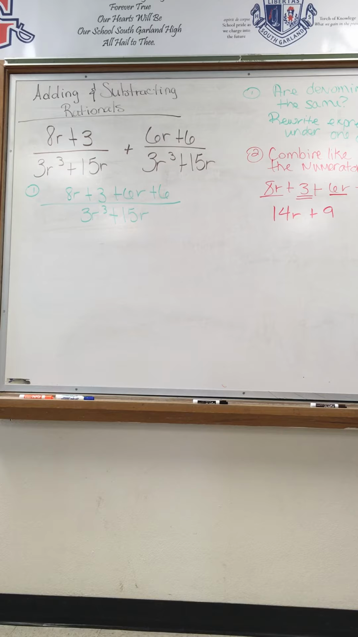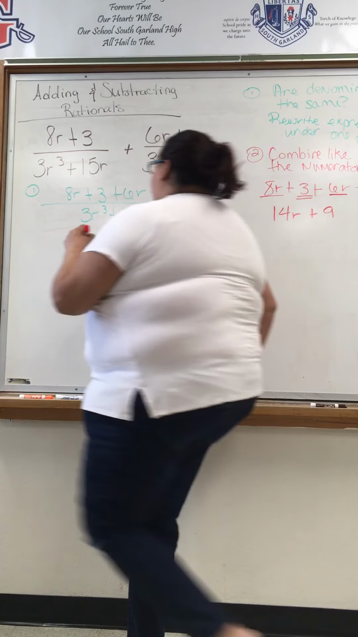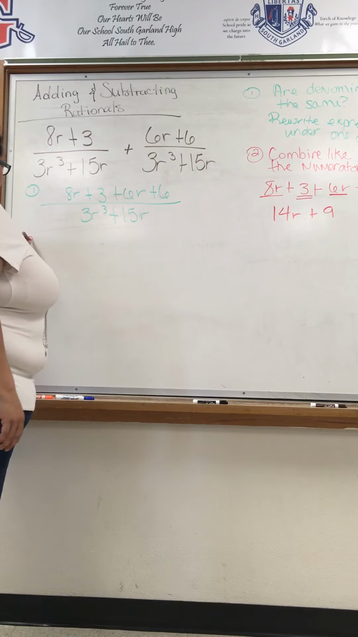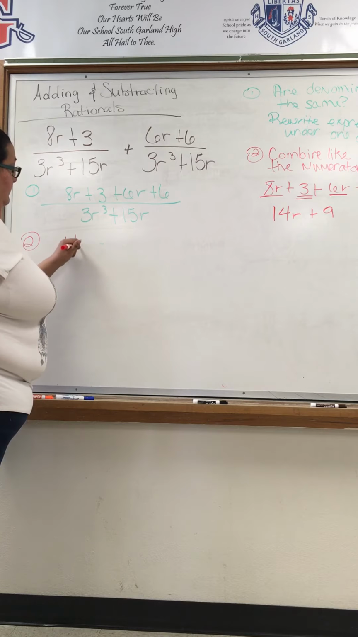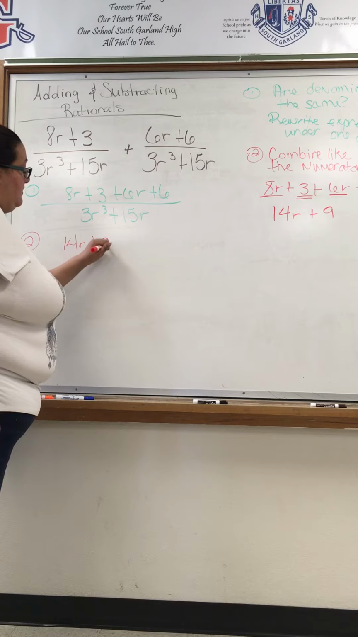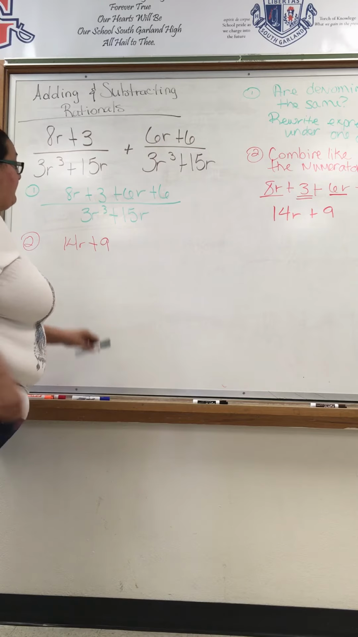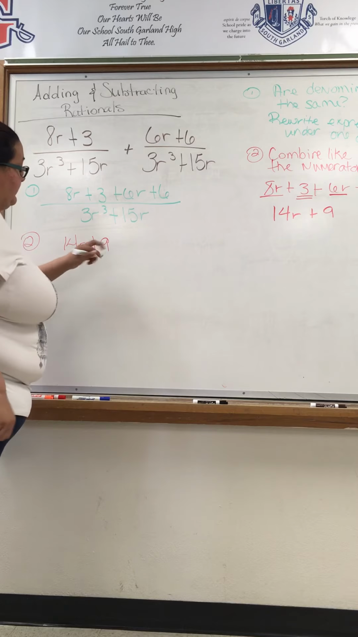Okay? So now we come over here and we're going to rewrite that up again. And when you rewrite it again, you're going to come out with 14r plus 9, and then you're going to divide that by the 3r cubed plus 15r.